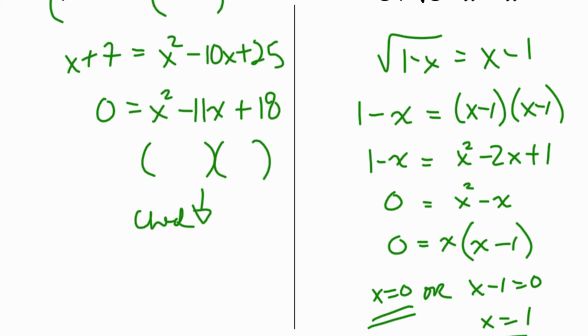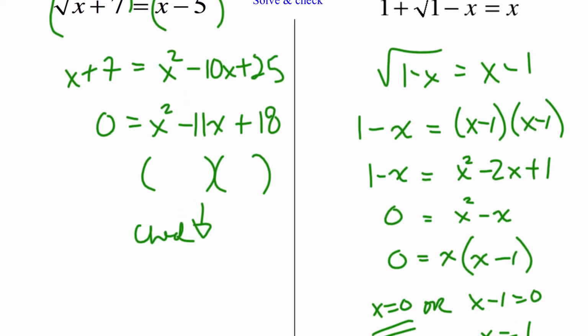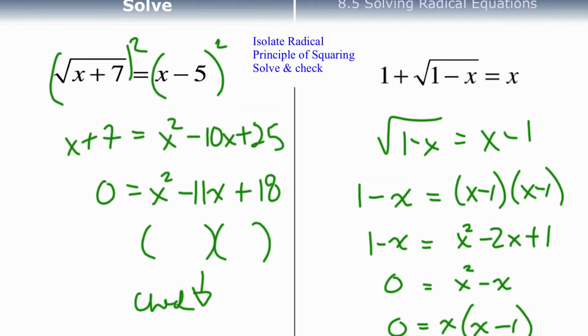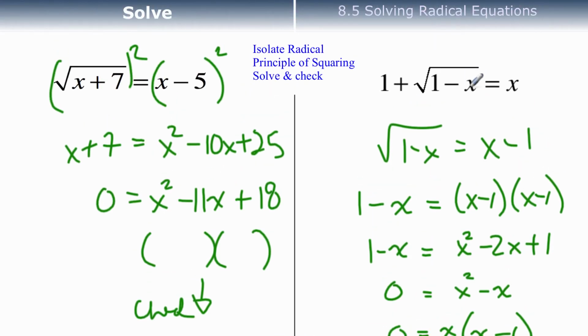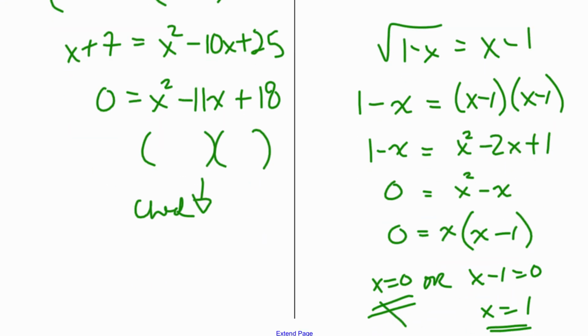I'd want to take them back into my original equation, not this equation here, but the original one, and check to see if they're right. Let's check 0. I put a 0 there. 1 take away 0 is 1. Square root of 1 is 1. 1 plus 1 is 2, not 0. So this one doesn't check. No check.